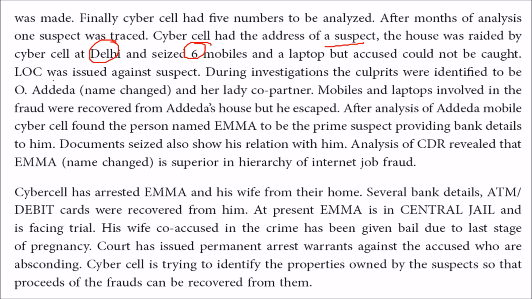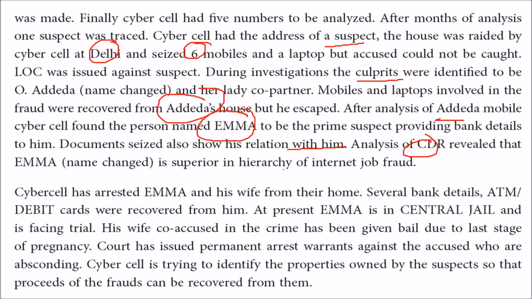During investigation, the culprits were identified to be Adida and her lady co-partner. The mobiles and laptops involved in the fraud were recovered from Adida's house, but he escaped. After analysis of Adida's mobile, the cyber cell found a person named Emma to be the prime suspect, to whom bank details were provided. Documents also show his relation with him. So this analysis of various content revealed that Emma is superior in the hierarchy of internet job fraud.